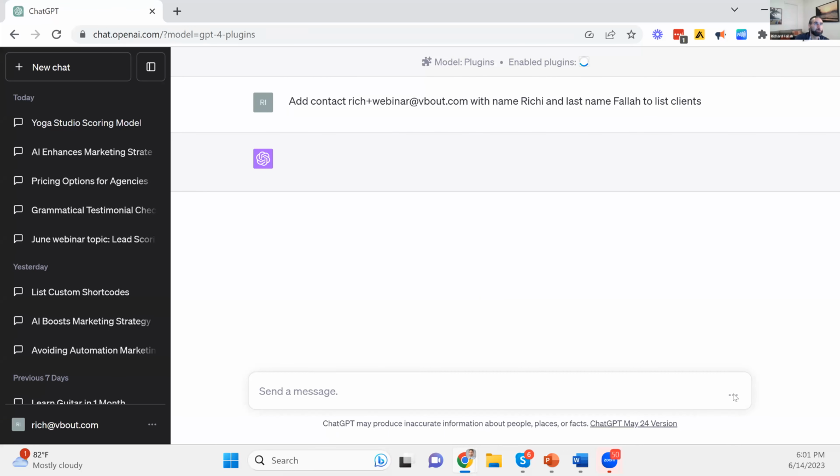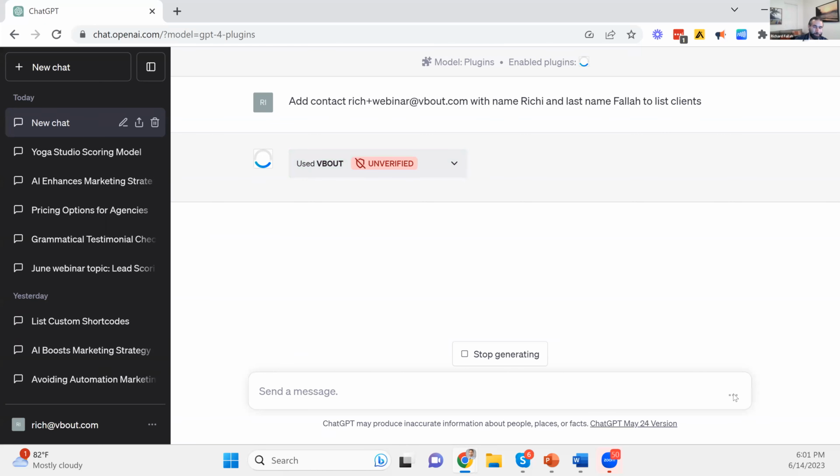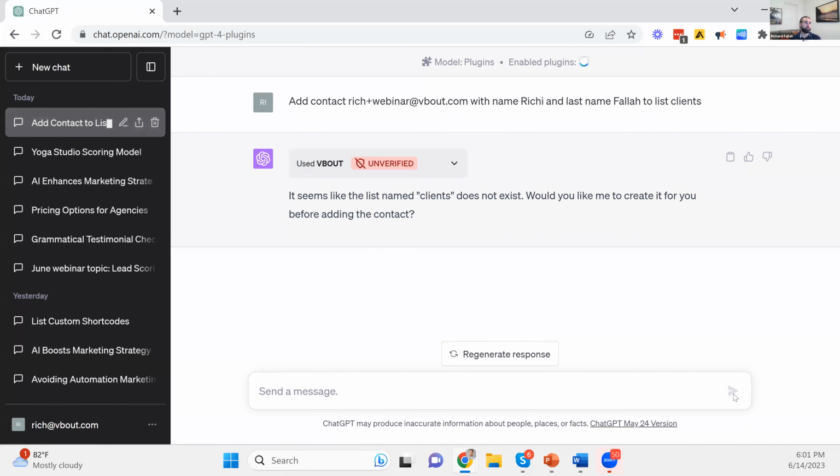Now, if it doesn't, because I need to update my plugin, this was a pre-release, but it goes through VBOUT, unverified because we are pending release, and this will give you an answer. That list doesn't exist, so you need to choose a different list, or will literally just add me to the list called clients if it finds it. All right.